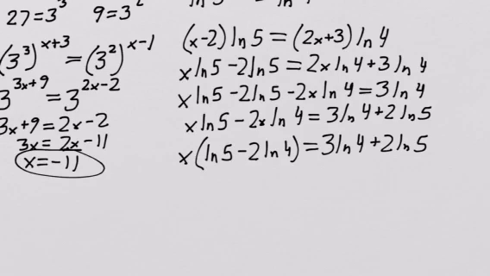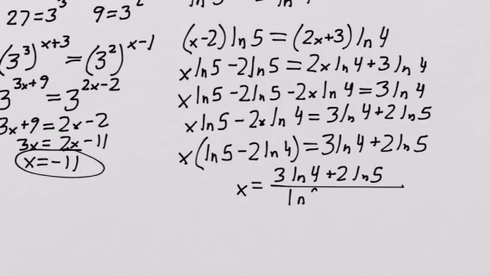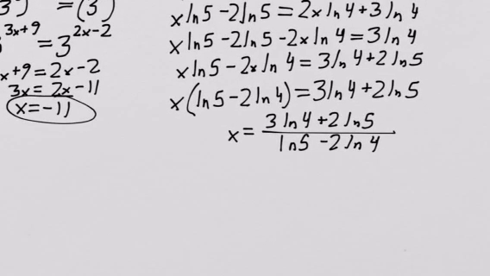And then we're going to divide both sides by ln 5 minus 2 ln 4. And we end up getting x equals 3 ln 4 plus 2 ln 5 over ln 5 minus 2 ln 4. And we can go ahead and punch this into the calculator to get an approximate answer for this.